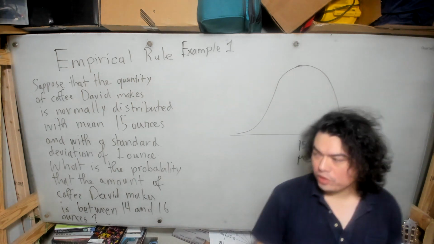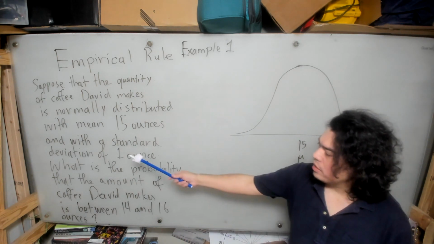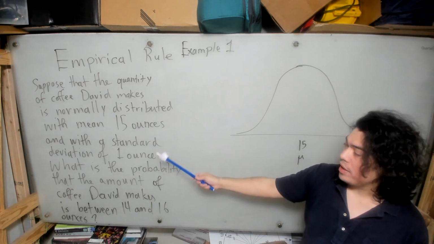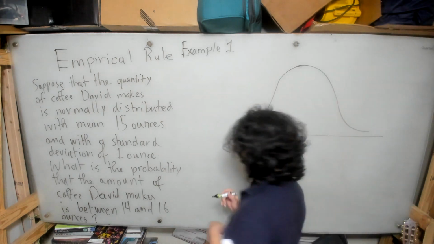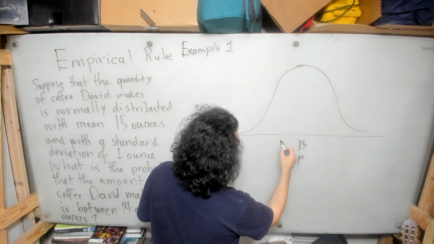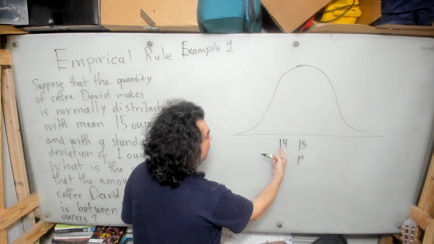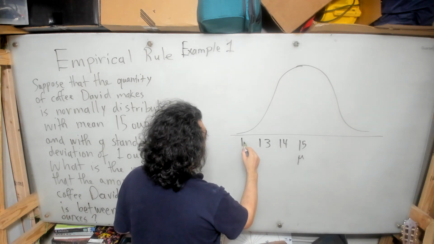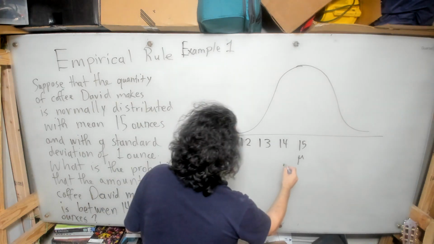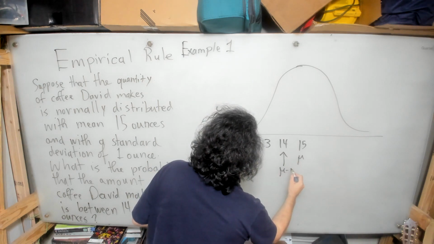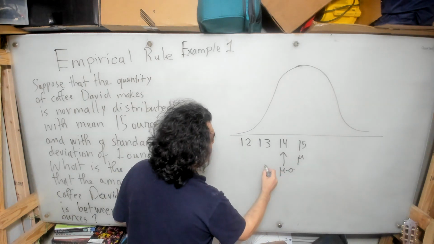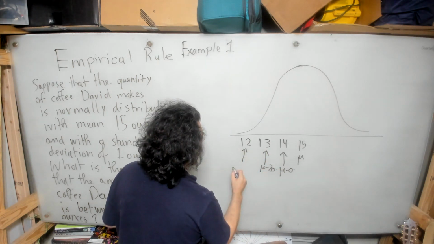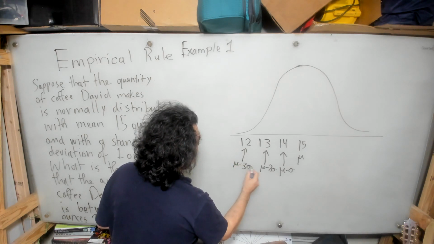We know from the problem statement that the quantity of coffee David makes has mean 15 ounces, but it has a standard deviation of 1 ounce. Okay, so let's start making this a little bit more detailed. So if I go one to the left, it's 14. One further to the left, that's 13. One further to the left, that's 12. Okay, so this is my mu minus sigma, the mean minus the standard deviation. This is my mean minus 2 sigma. And this, of course, as you can already imagine, is my mean minus 3 sigma.